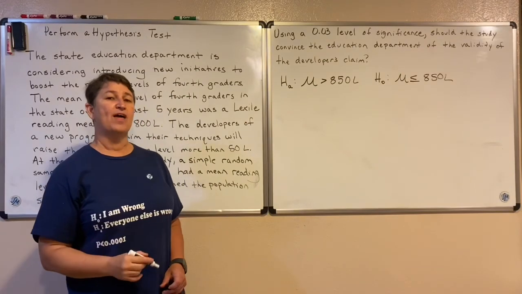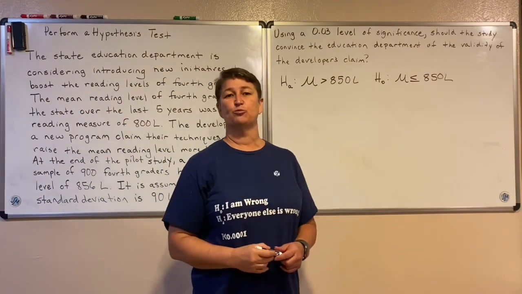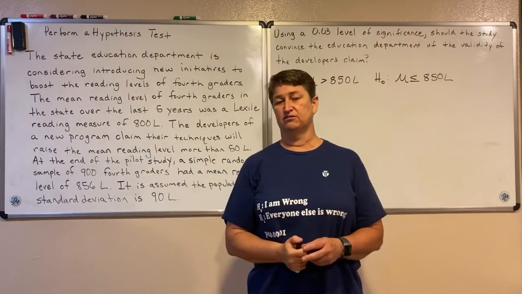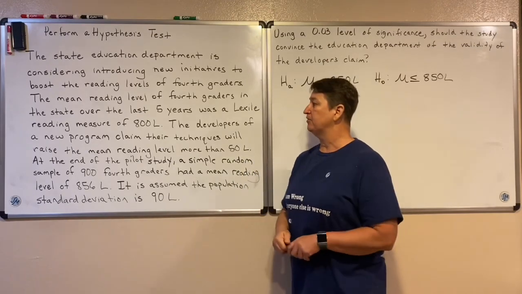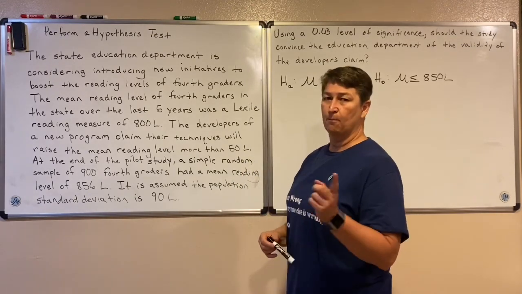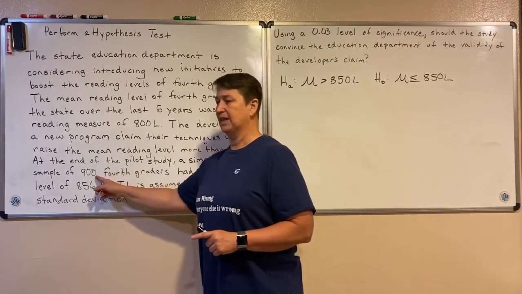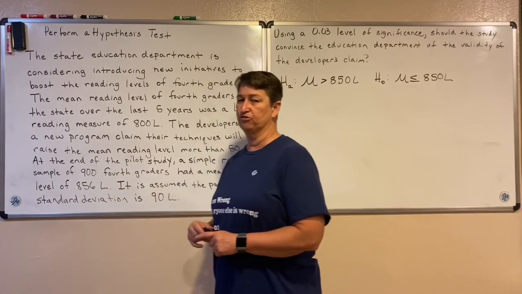Then once we've done that, we have to decide what type of distribution our test statistic will belong to. And in this case, we have collected at least 30 in our sample size.